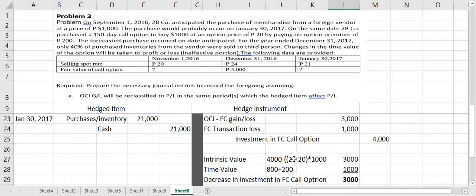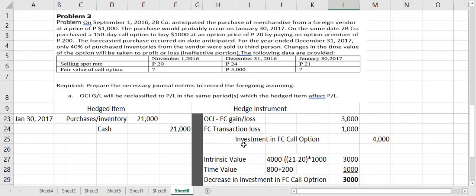So, how much is the increase ba? That's 4,000 minus, the 1,000 is computed this way, that's 21 minus 20, multiplied by the notional amount or the foreign currency units na 1,000, that's 1,000 pesos, less mo siya sa 4,000 na balance ng iyong intrinsic value. Therefore, there is a decrease sa iyong intrinsic value na 3,000. Kaya debit ka, kasi that is a decrease, kaya debit siya sa OCI for the intrinsic value for 3,000.